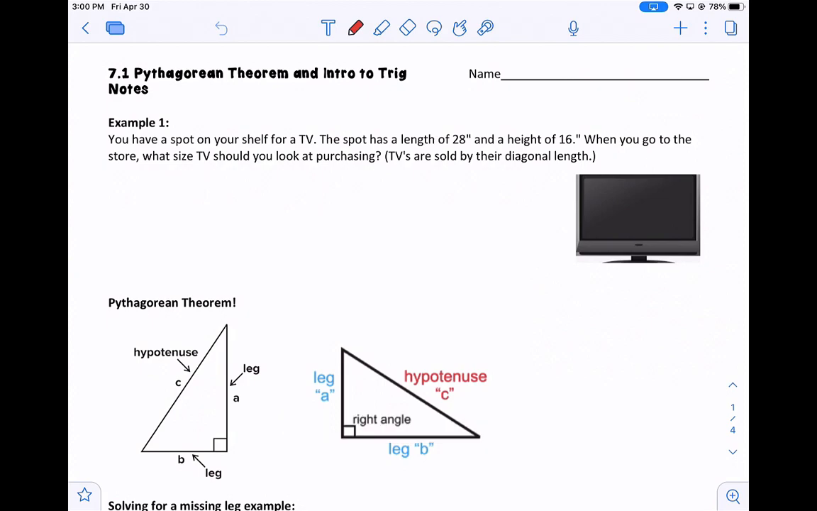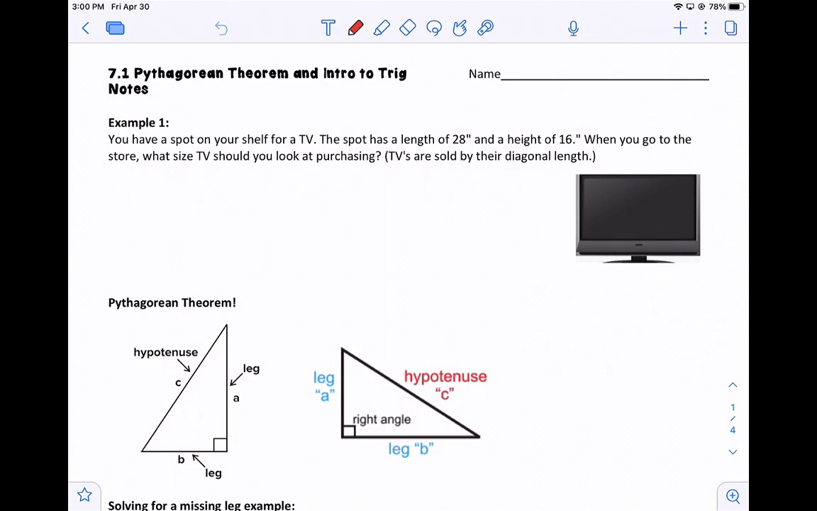In this section, we'll review Pythagorean theorem and have an intro into our trig unit. Example 1, you have a spot on your shelf for a TV. The spot has a length of 28 inches and a height of 16 inches. When you go to the store, what size TV should you look at purchasing?